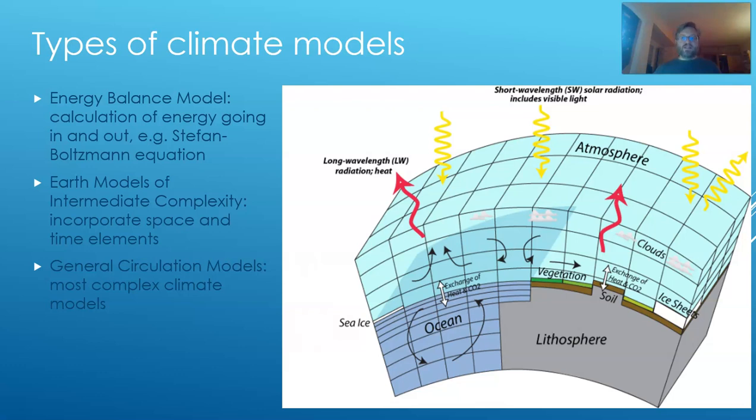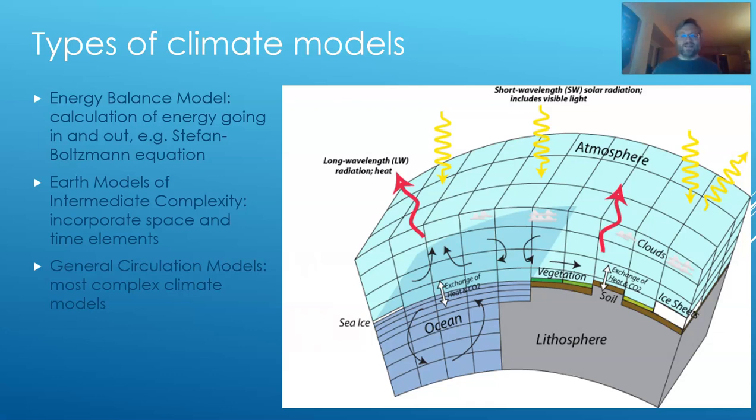So if you think back to that Stefan Boltzmann equation that we looked at several weeks ago, the one that predicts that the Earth should be about minus 18 degrees Celsius, that is an extremely simple energy balance model. That's about the simplest energy balance model that we can have. And of course, we already saw why that model is probably too simple for our purposes.